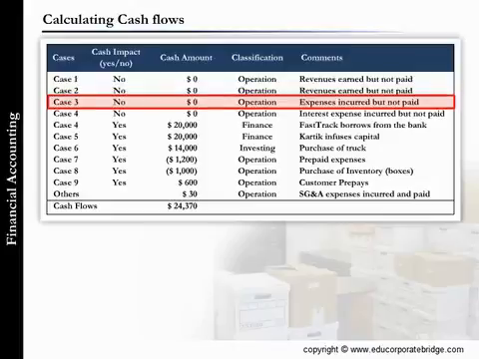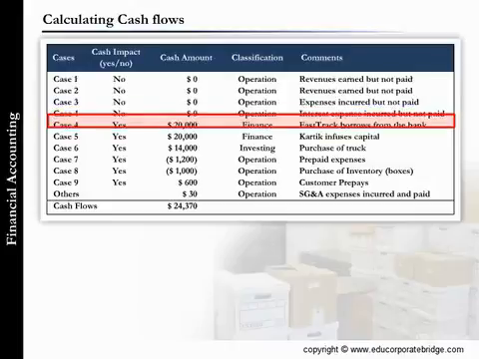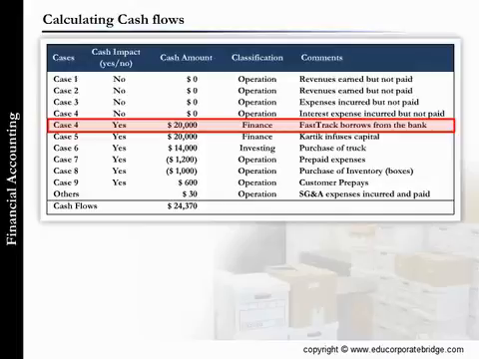Case study 3. Expenses of $400 were incurred but not paid. Classified as cash flow from operations. No cash impact. Case study 4 consists of two parts. 1. Interest expense incurred but not paid. Classified as cash flow from operations. No cash impact. 2. Loan received from bank. Transaction classified as cash flow from finance.